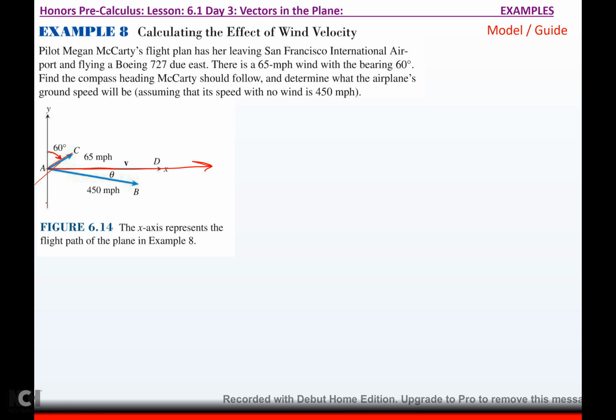This wind that's coming in, if she actually set her compass to go east, that wind is going to blow her higher. She's not going to be going east. She's going to be going high because that wind is going to push her up. So you have to compensate for that. She's got to figure out, she actually needs to set her bearing a little lower so that when the wind pushes it up, what she actually ends up flying is due east.